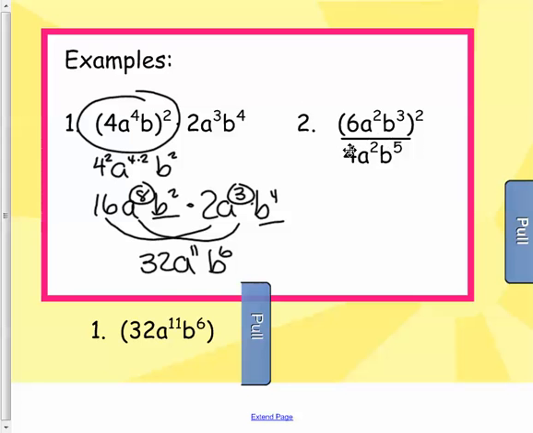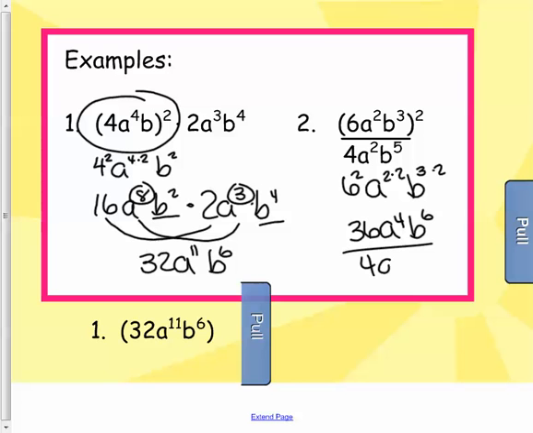Okay, here we're going to first square these. So 6 squared times a to the 2nd power, excuse me, times 2, and then raised to the 2nd power again, b cubed raised to the 2nd power. So this is really 36, a to the 4th power, b to the 6th power, and then we're going to divide. So this is what I was telling you about before.